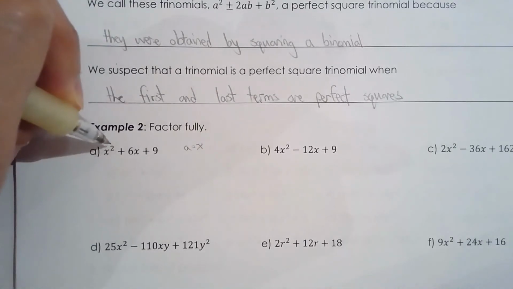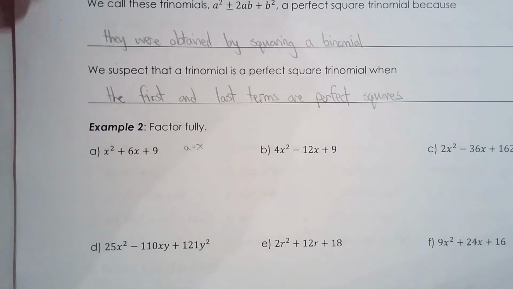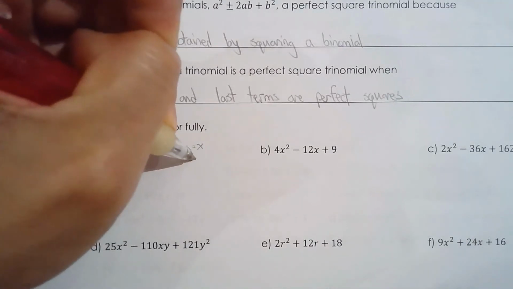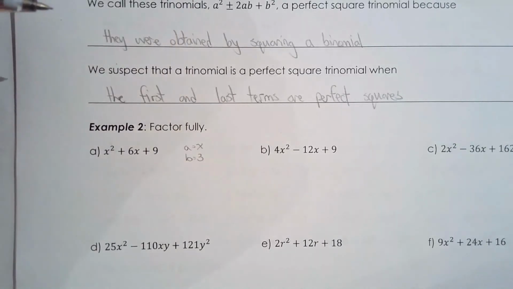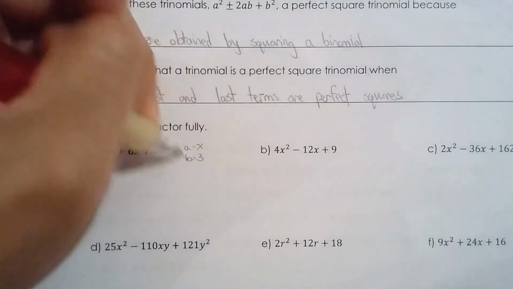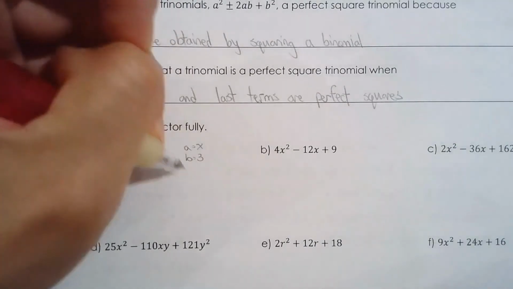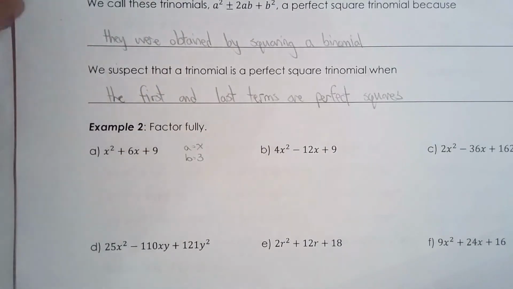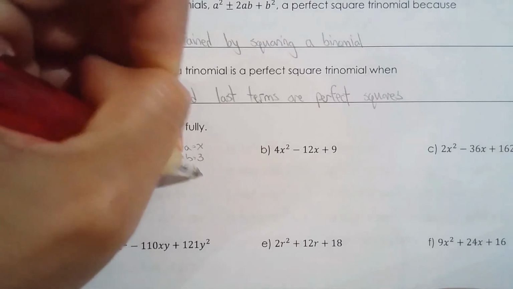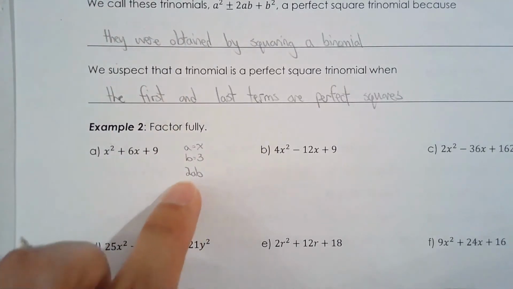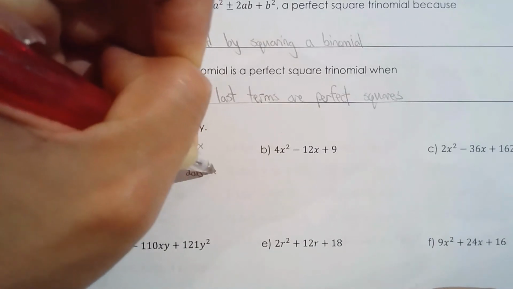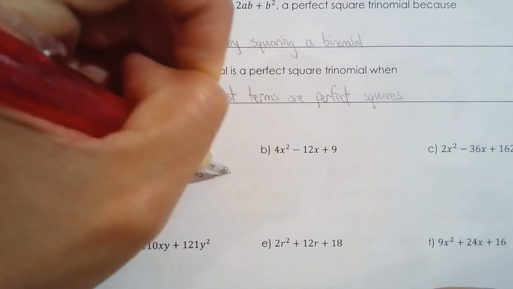Because x squared is a squared, that means a must be x. Now b squared is 9, so b must be equal to 3. Usually I write this in my head, by the way, but I'm just showing you because we really want to be able to identify this together. So 2ab, we want to check the middle term. Is it 2ab? So 2 times x times 3.